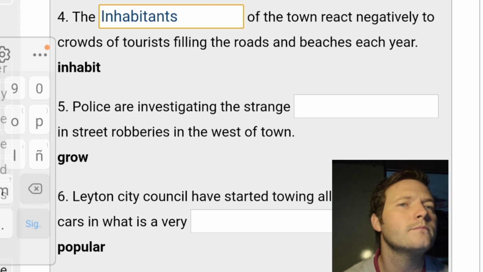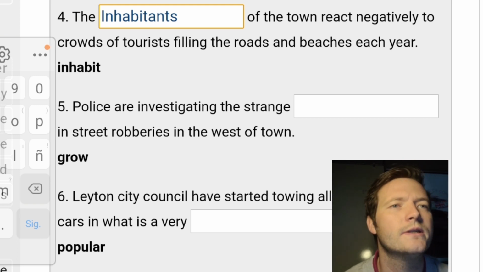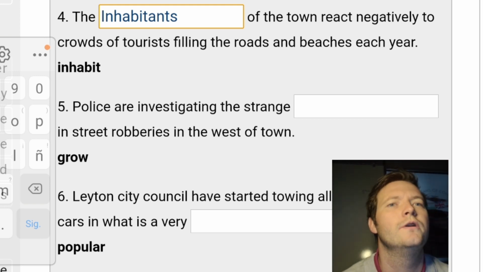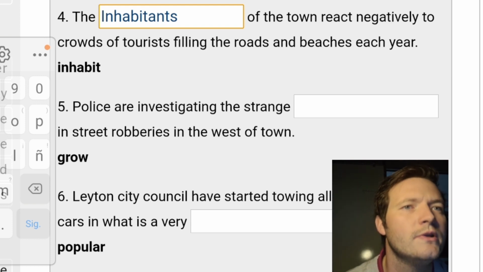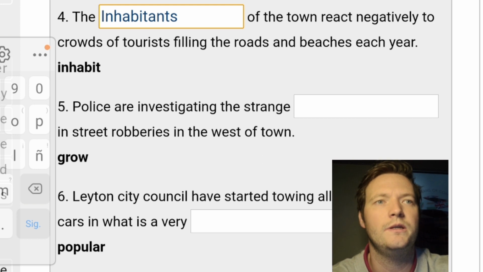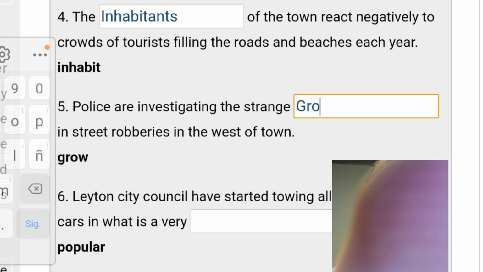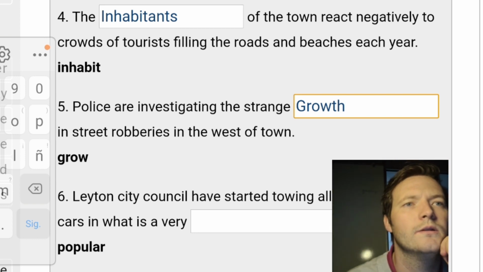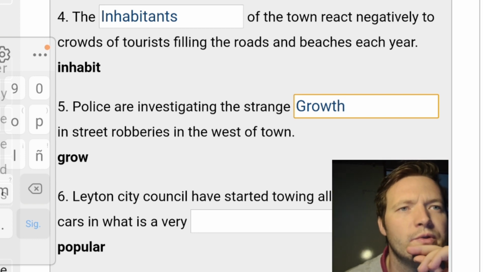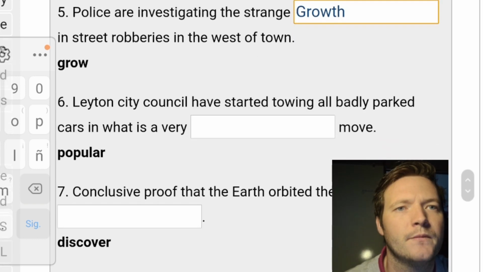Number 5. Police are investigating the strange growth in street robberies in the west of the town. So this is the increase, the growth, the strange growth in street robberies in the west of the town.